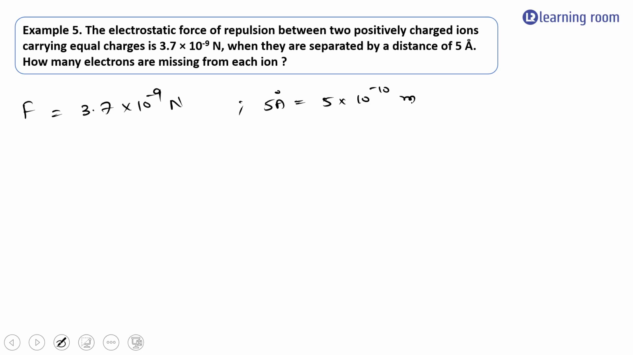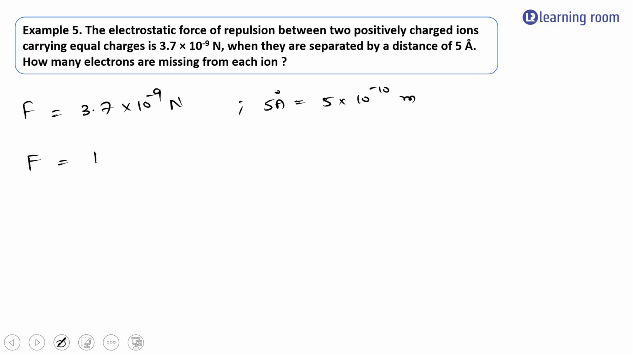Now, how many electrons are missing from each ion? Read the question carefully. They are not asking you what is the charge present. They want the number of electrons that are missing. So first of all, can you find the charge and tell me? So how much is going to be?